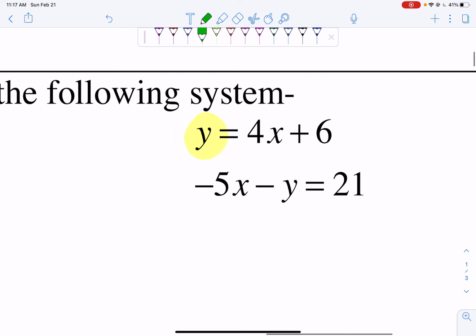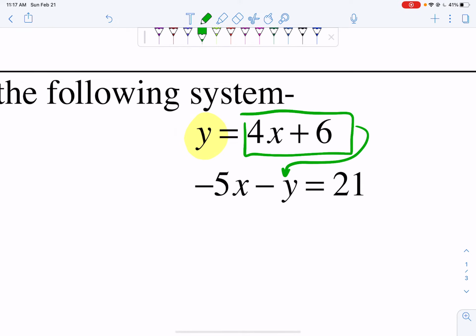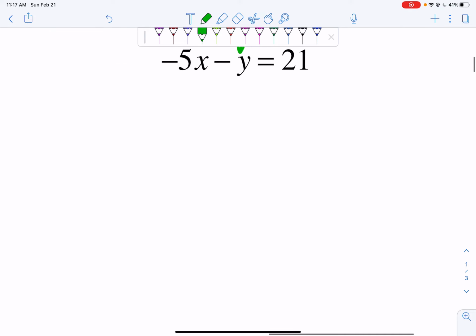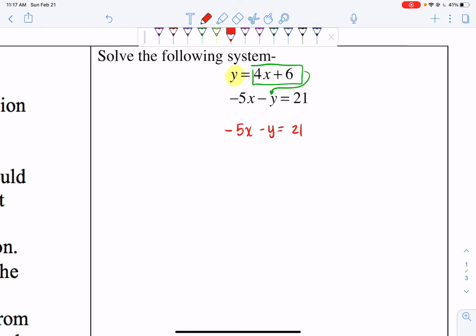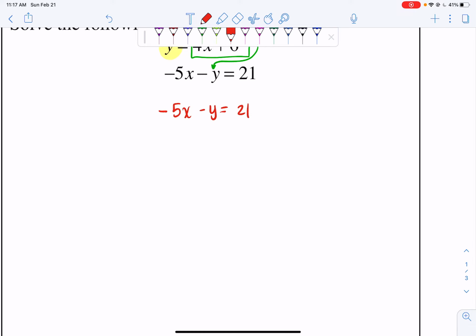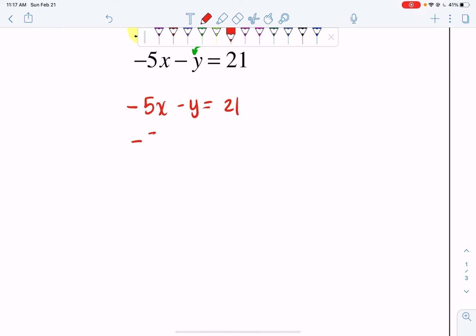So everywhere I see a y, I'm going to substitute this 4x plus 6. So I'm going to rewrite that second equation, that negative 5x minus y equals 21. And everywhere I see a y, I'm going to substitute a 4x plus 6. And whenever you substitute something, always wrap it in parentheses.